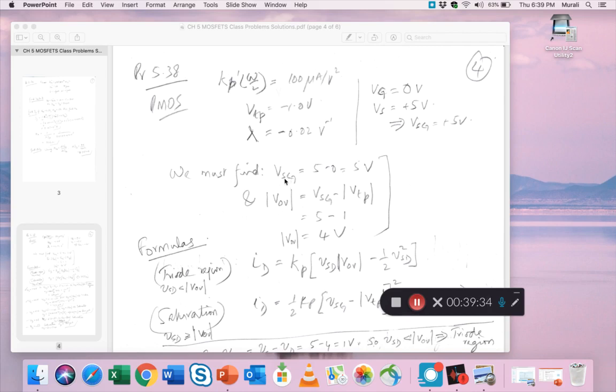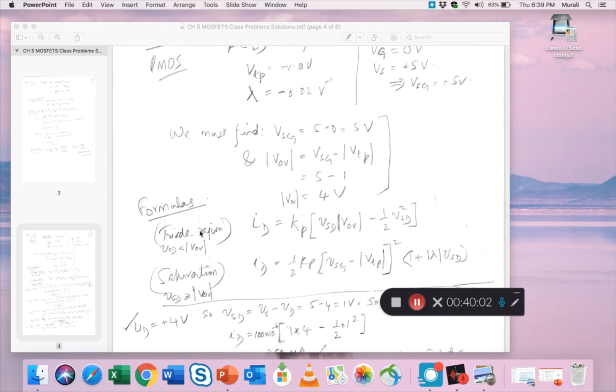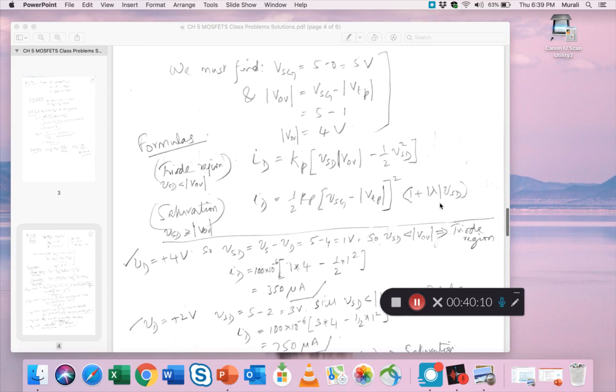So we have to find that source to gate, which is 5 minus 0 is 5. We also have to find this overvoltage, so we can use it in these formulas. So what is the overvoltage? It's V source to gate minus that VTP, which is here. And remember, we drop the sign, so the negative goes away because we are dealing with a PMOS device. So we end up with overvoltage magnitude to be 4 volts. Now the formulas are: in the triode region, this is the formula; in the saturation region, this is the formula. In the saturation region, we also have to bring in that effect of lambda.